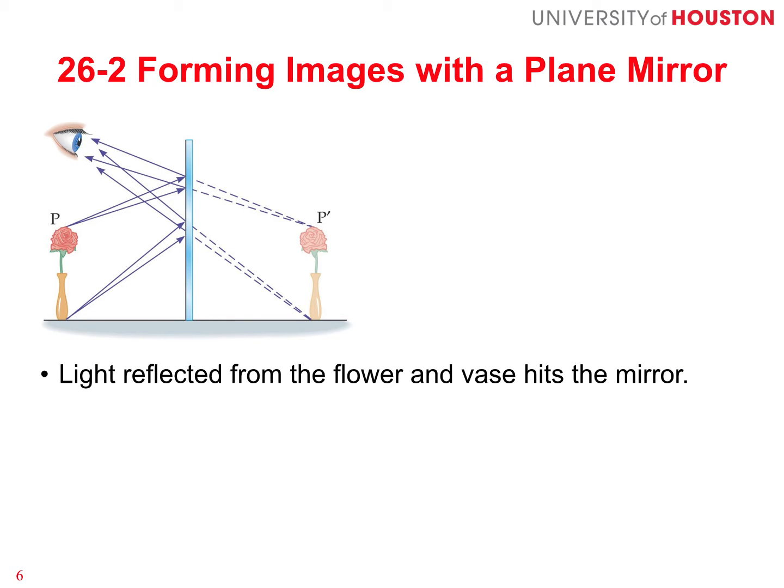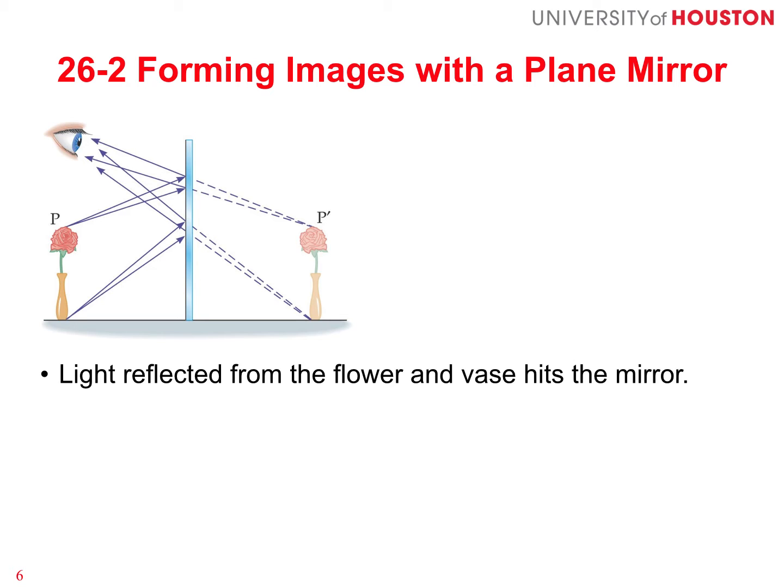Now we will move on to how images are formed, and the simplest example is an image formed from a plane mirror. Firstly, let's define what an image is. An image is a geometrical object where light appears to originate from.